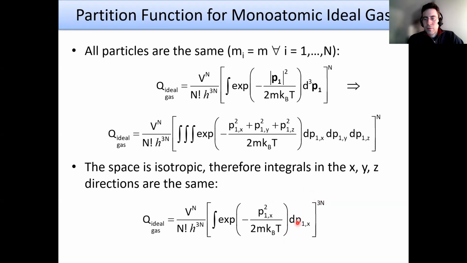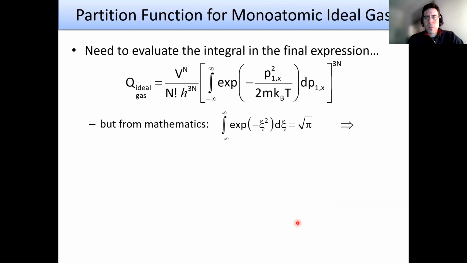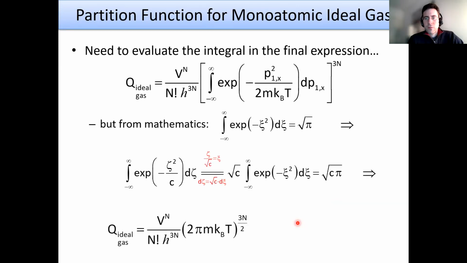And this thing can be evaluated relatively easily from mathematics. Again, I'm going to skip the details, and I'm going to give you the final result. I mean, the details are quite easy to figure out. And the point is that this thing here is equal to the square root of 2 pi m kB T. So raised to the 3n power, I get all of this thing to the power 3n over 2, plus all the stuff I had carried over from the previous equations. So this is the ideal gas partition function.